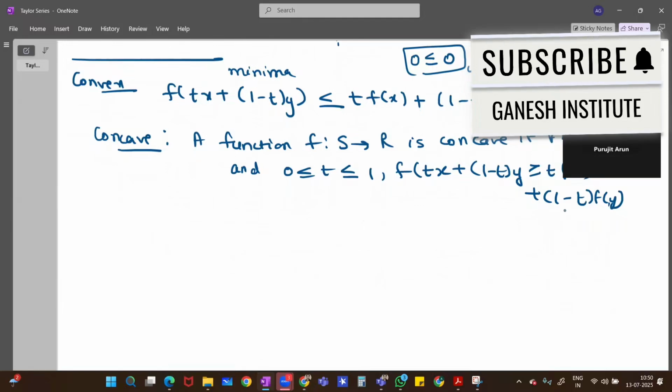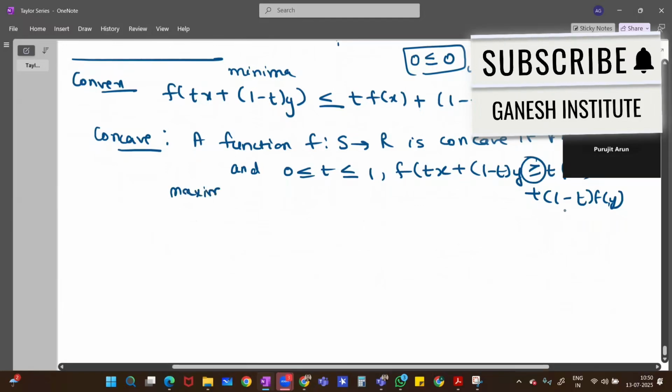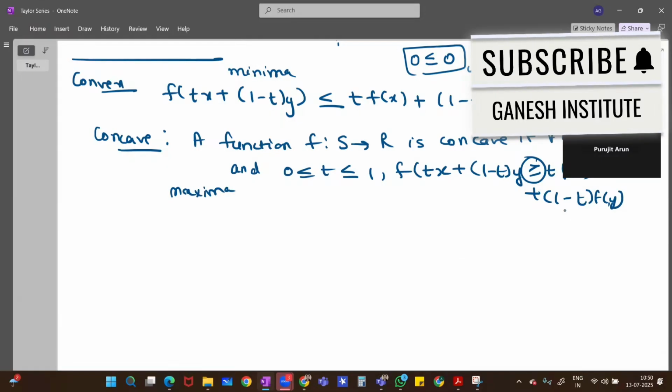Anyway, so concave is the maxima. Is it fine? Yes, ma'am. So we have so far learned about one thing, that tangent and chord position, in order to tell whether this is particularly convex or concave. Secondly, the second order derivative test. And thirdly, when we have this general definition in the form of linear combination. Is it fine? Yes, ma'am, fine.